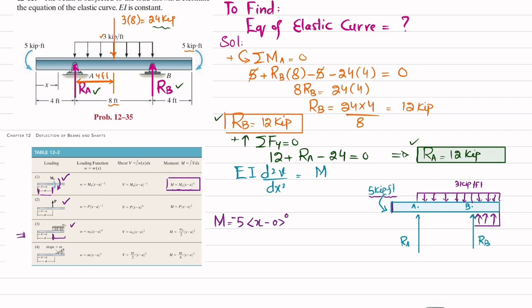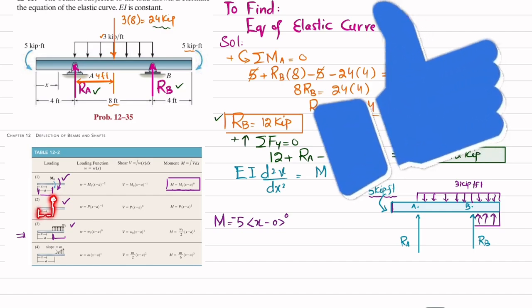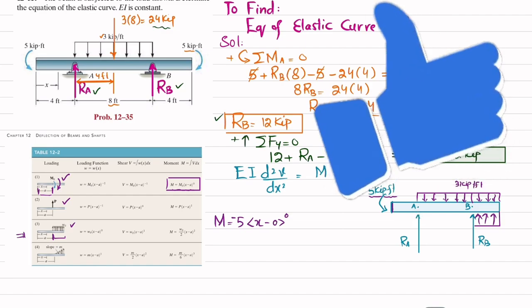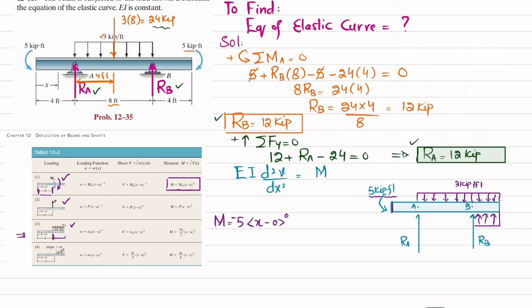Now for the P load, you can see for a point load this P is upward and acting at a distance of A from this end. So this is RA. This load is upward, so plus, because the moment equation is this one. So we will replace P with RA. So RA is 12 into x minus A. Now here you can see A acts at a distance of 4 feet. So x minus 4 power 1.